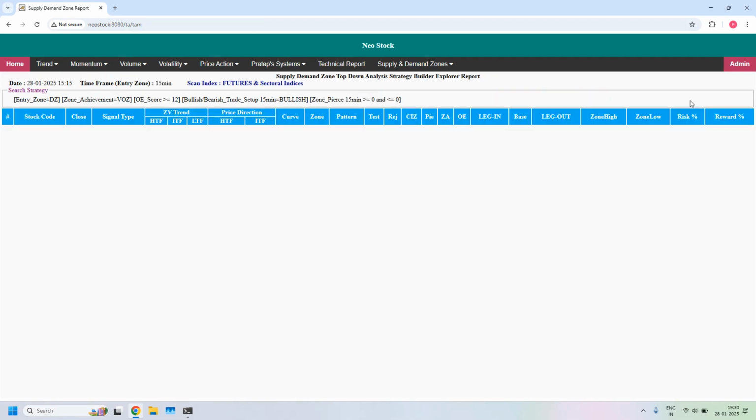Now let's filter the stocks. So currently there are no stocks, bullish trade setup, daily income trade supported stocks available. Currently no stocks. Okay.